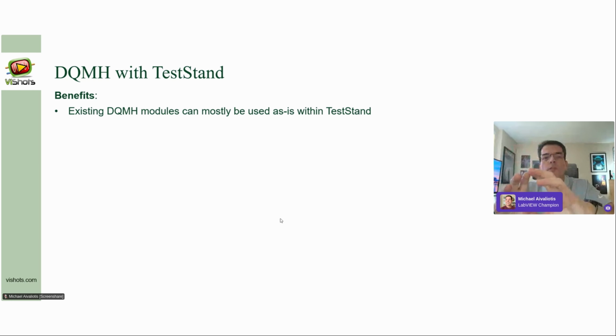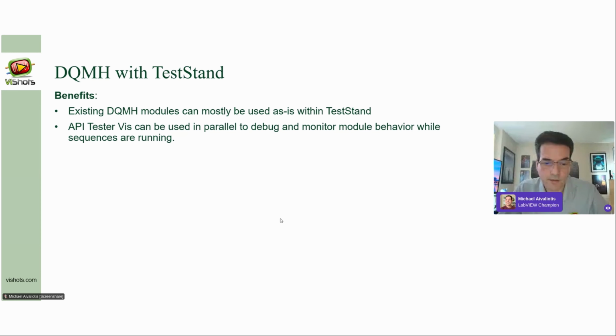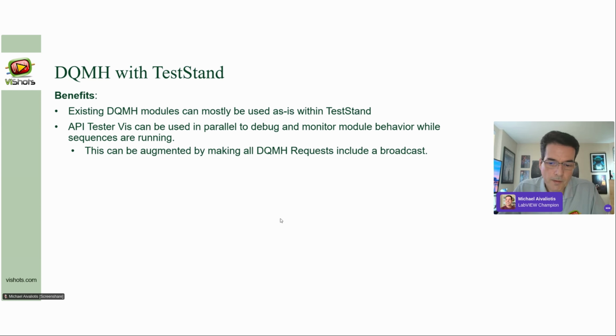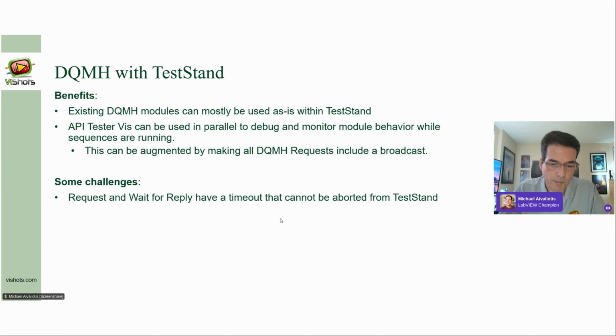You can take an existing module that you've already created. In this case, we're going to show how we use the power supply module. We haven't made any changes to it. We've used it with the JKSD machine. Now we're going to use it in TestStand. The API tester VIs can be used in parallel to debug your TestStand sequence. If you make the DQMH request a broadcast, it makes it even better.